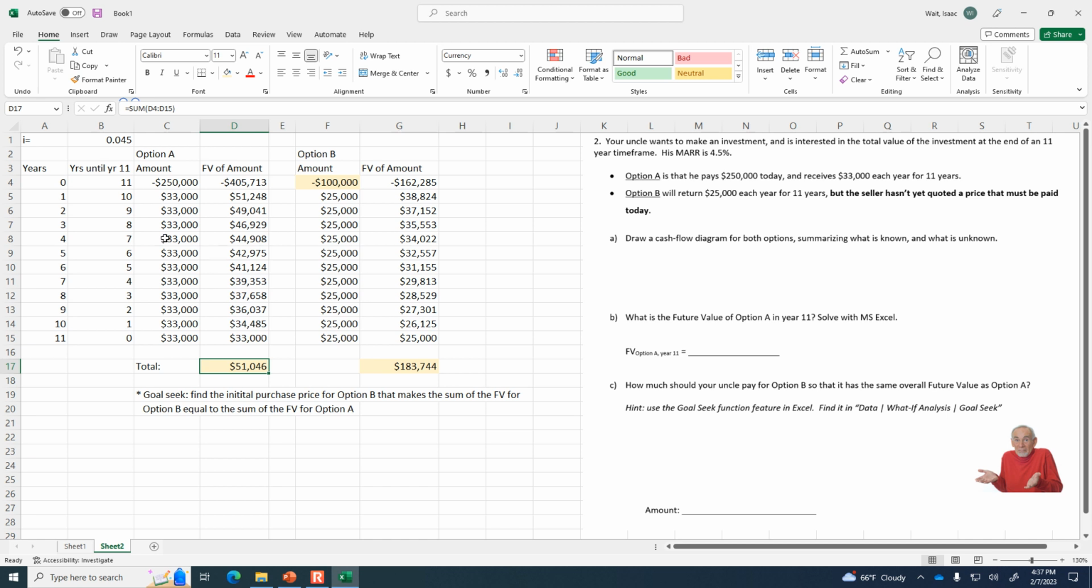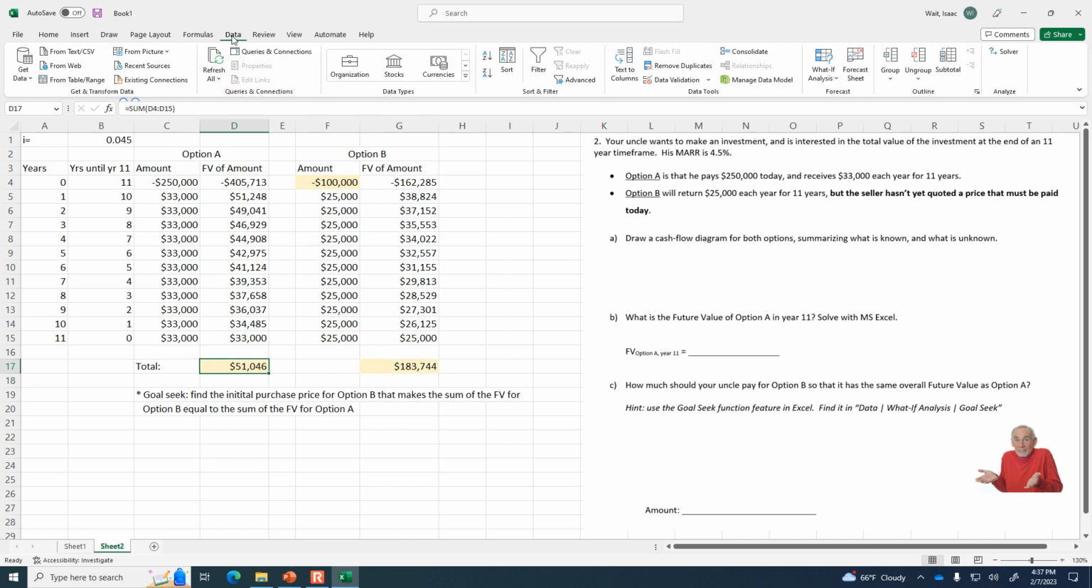But the fact that it's above 0 means that you're earning more than the minimum attractive rate of return for option A. So now what we're going to do is find out what is the purchase price for option B that makes the sum of the future worth of the amounts equal to the sum of the future worth of the amounts for option A.